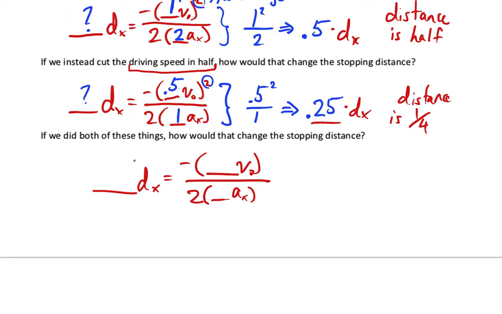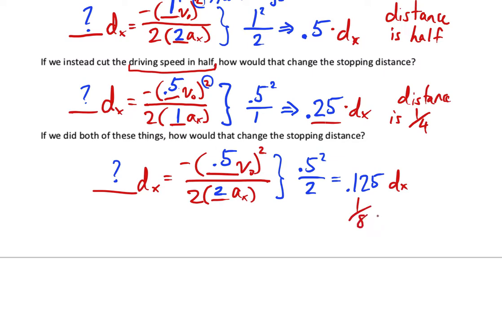And so, what's the change in the distance if I both cut the initial speed in half and I double my stopping deceleration? Well, when I take 0.5 squared divided by 2 in my calculator, that gets 0.125, 12.5% of the dx, or 1/8 of the original distance. So if we were to make both of these changes, we would see a huge reduction in the stopping distance.